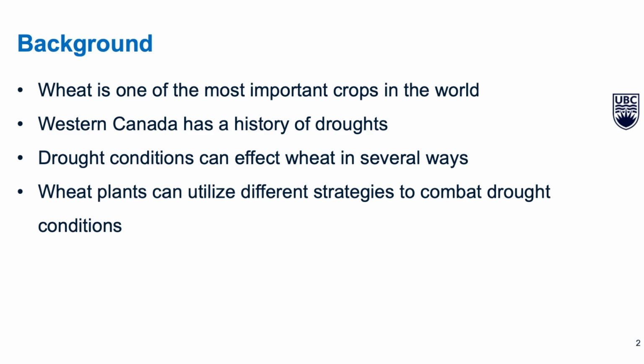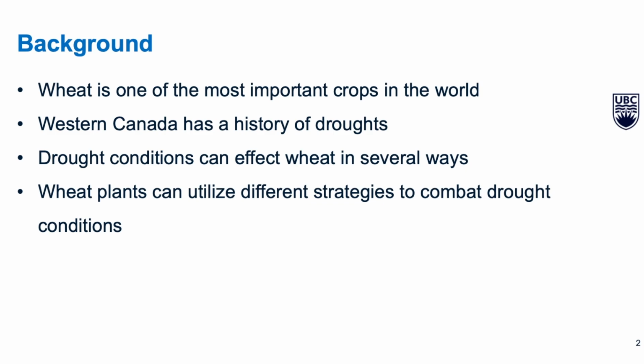Wheat is primarily grown in Western Canada, which consists of British Columbia, Alberta, Saskatchewan, and Manitoba. In this region, wheat relies on rainwater irrigation, which can be problematic as Western Canada has a history of droughts due to its topography. The combination of the reliance on rainwater for irrigation and the frequency of droughts make drought performance of wheat an important topic.